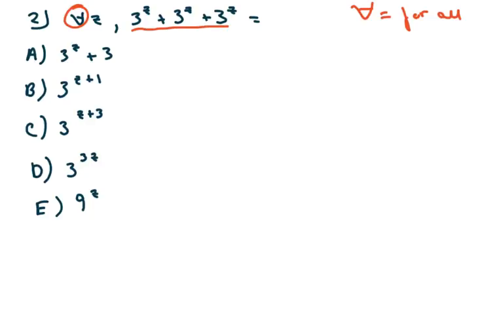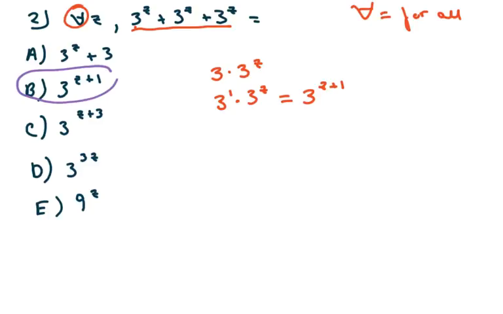Now basically let's condense this. How many 3 to the z's do we have? We have 3 of them. So 3 times 3 to the z. This is like saying 3 to the 1 times 3 to the z. As you use your product property for exponents, this would be 1 plus z or z plus 1. So the answer is B.